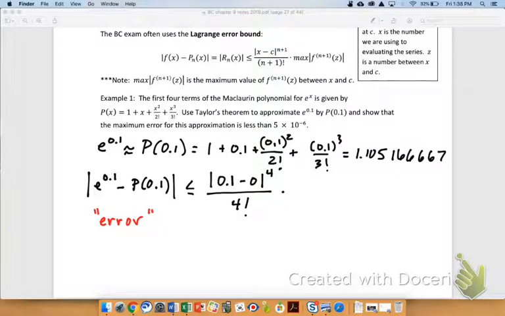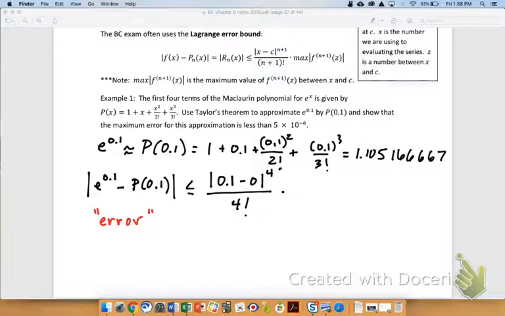Then we have this other part. Max value of the n plus 1th derivative at z. And this is where, like I said, you're going to have to use a variety of strategies and thought processes to get there. I think this is a very convenient one for us to start with, because what is the function that we would be finding the derivative of to get the subsequent terms? And what's the derivative, regardless of degree, of e to the x?